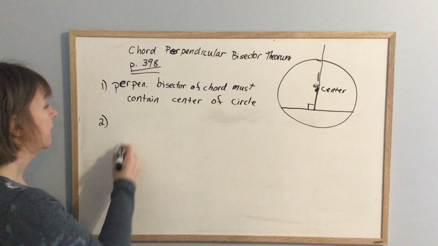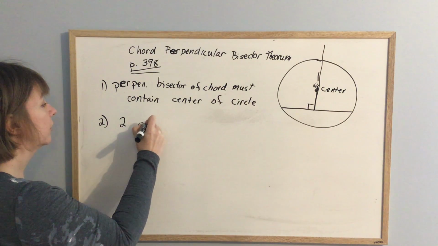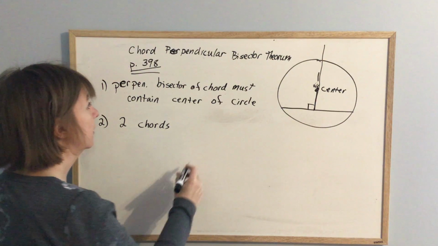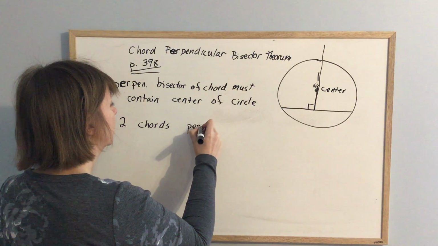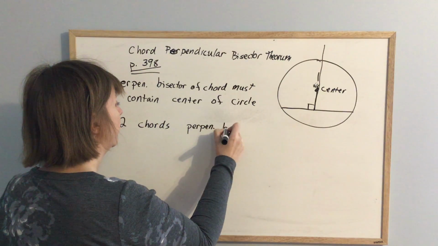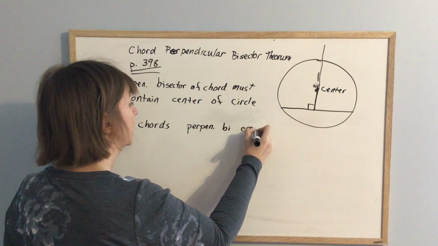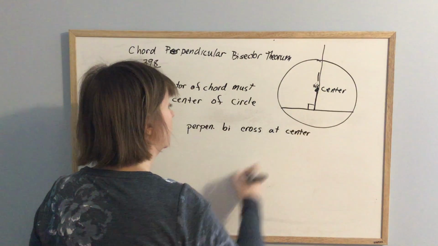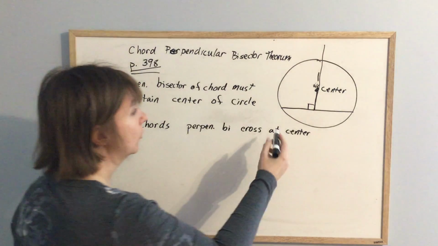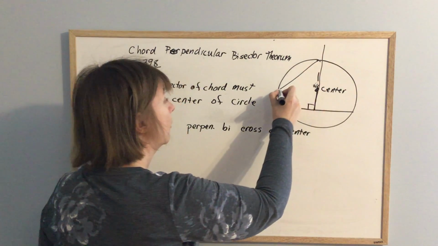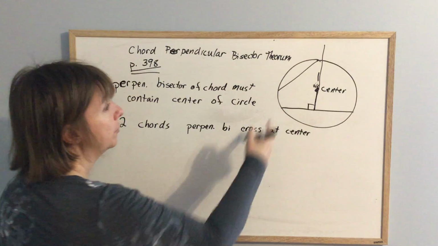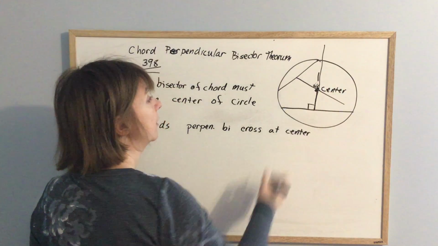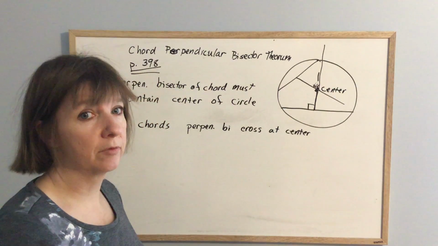Number 2 says if you have 2 chords, the perpendicular bisectors cross at the center of the circle. Let me show you what that means. If I've got a chord there, and let's say I have another chord here, and I draw a perpendicular bisector to each chord, the place where they cross is the center of the circle.